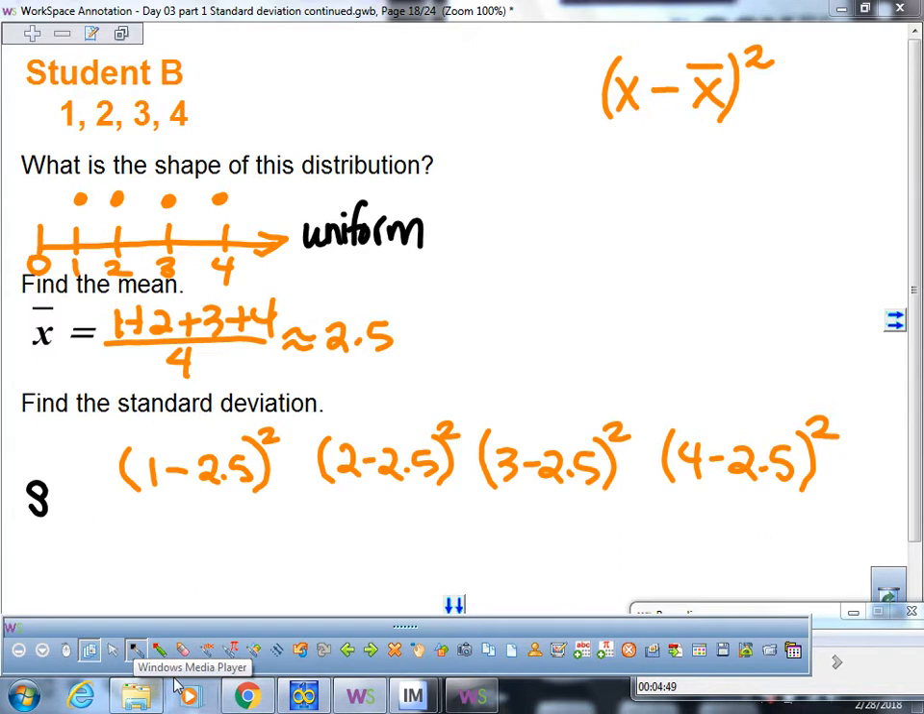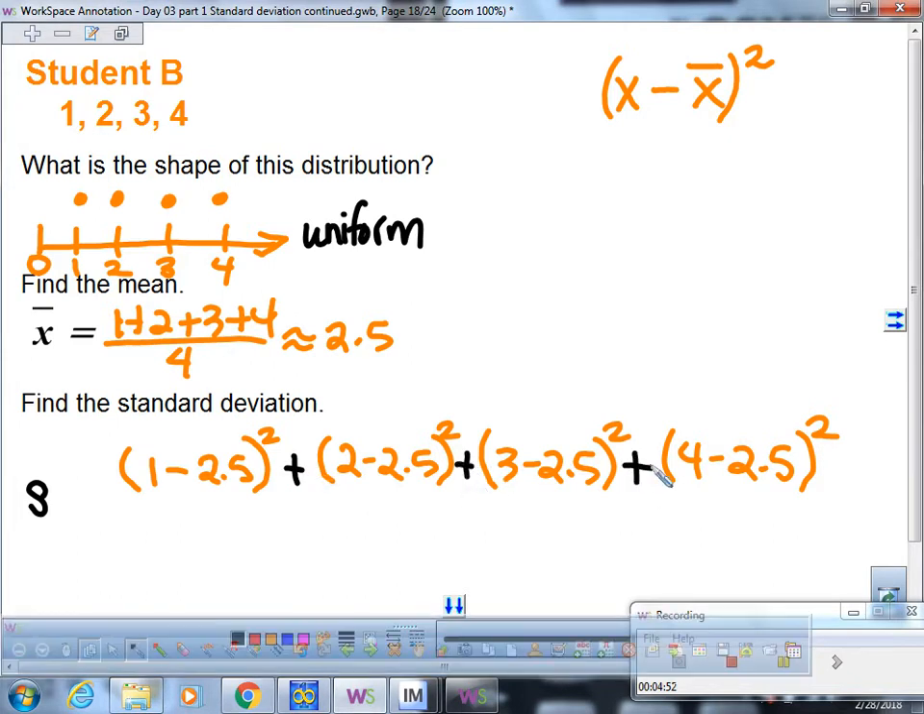Well, before I divide, what do I need to do with each one of these? I need to add them all together, right? I need to add all of them together. This is what that means, that scary letter that just tripped everybody out: it means take the sum of all of them. That's all it means. Sum them up. Sum means add them all up.